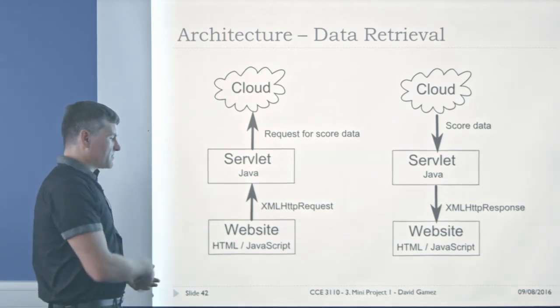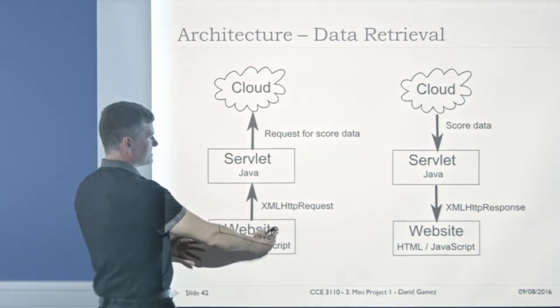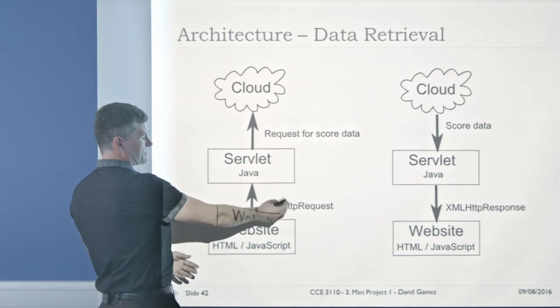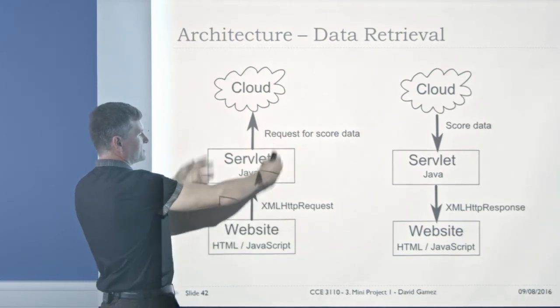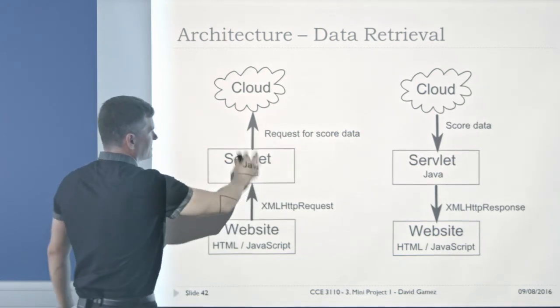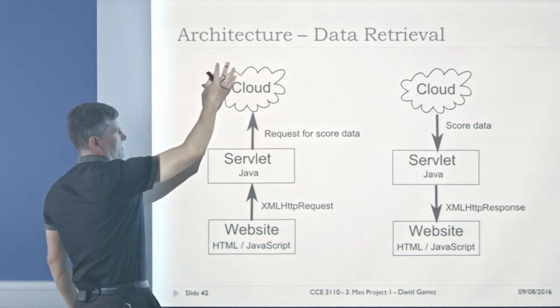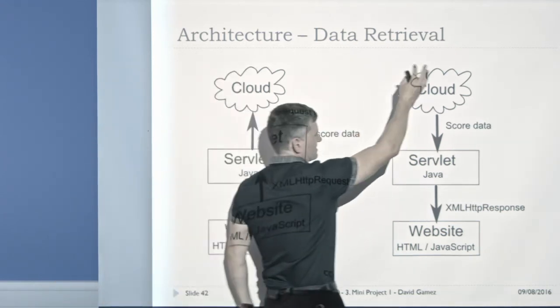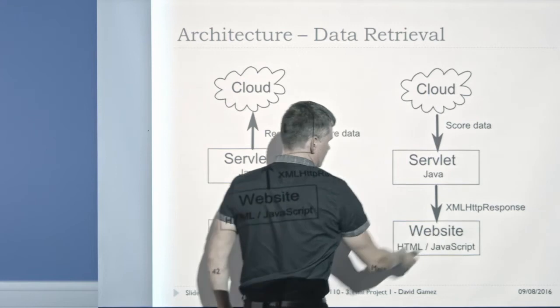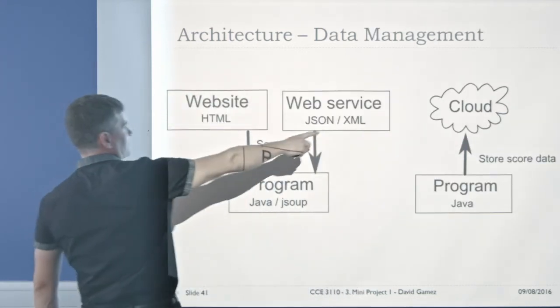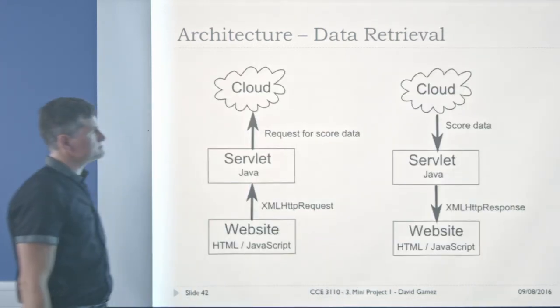Then in a separate part of your project, you're going to have the front-end website, and that's going to use a JavaScript XML HTTP request to send a request to the servlet. The servlet's going to send a request for the score data to the cloud. Then the cloud's going to pass the score data back to the servlet and back to the website. And this is the same data that you stored in the cloud in the first part.